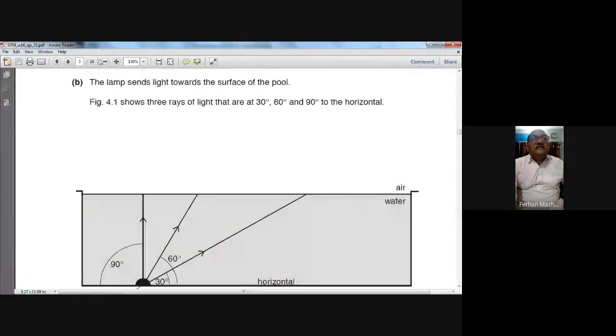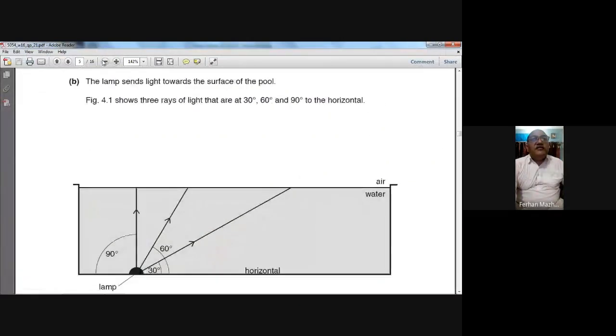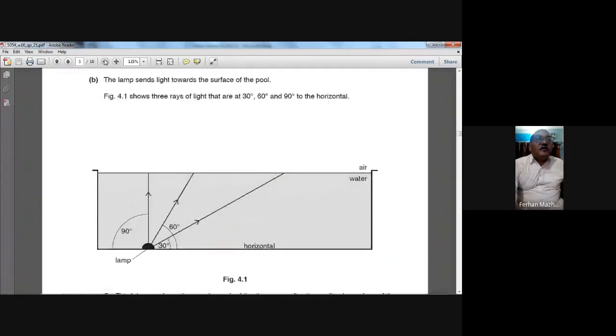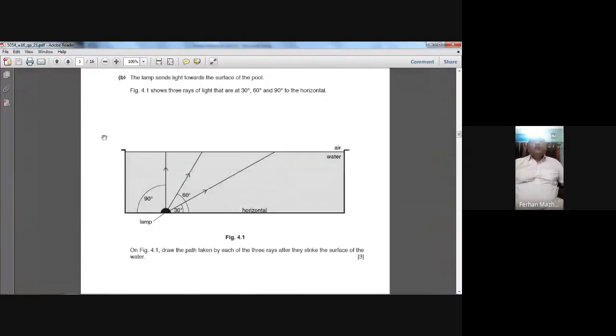The lamp sends light. Let me reduce the size. The lamp sends light towards the surface of the pool. Figure 4.1 shows 3 rays of light that are 30 degree, 60 degree, and 90 degree to the horizontal. Okay, reduce the size further. On the figure 4.1, draw the path taken by each of the 3 rays after they strike the surface of the water.